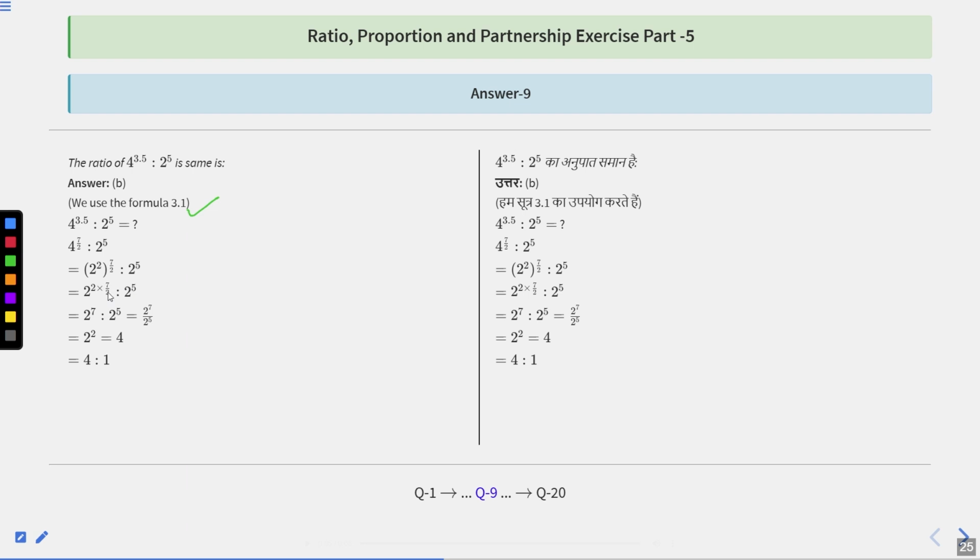So what can we do? When you solve it, you get 2 to the power 2, multiplied by these powers. When we remove the bracket, 2 multiplied by 7/2 becomes 2 to the power 7 ratio 2 to the power 5. Now we know that when the bases are the same and the numbers are in division form, then the powers can be subtracted. So we can write 2 to the power 2 upon 1, which equals 4. So what will be the ratio? 4:1 is the correct answer. B is the right answer.